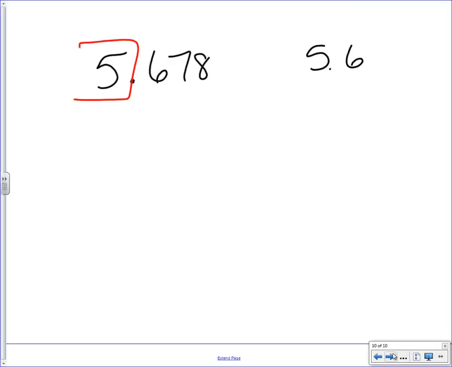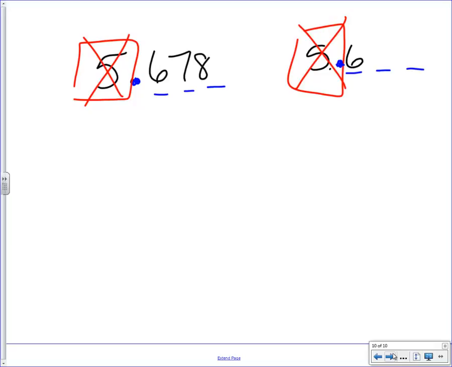All right, let's try another one. This one is a little bit different. So this is 5.678 and 5.6. So I'm comparing both of these. I told you to look before the decimal, and I see a 5 and I see a 5. They are identical, so I'm just going to mark them out so they're not distracting me. I want you to see that here's my decimal place on both of these. It's after that 5. And so I have 1, 2, 3 place values here, and only one place value on the right side here.